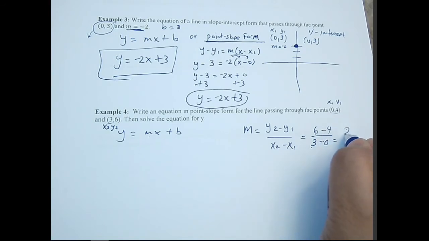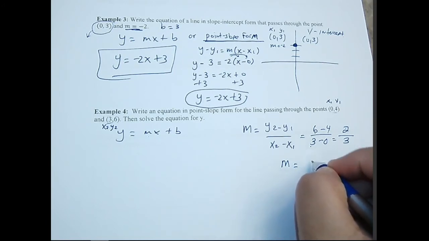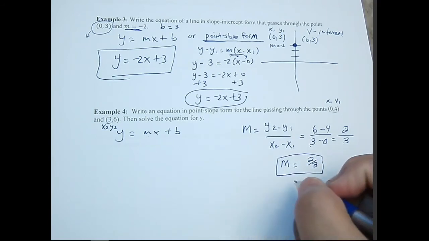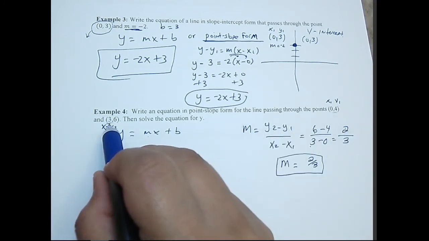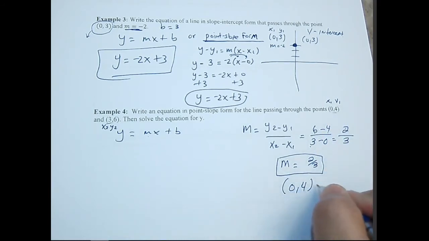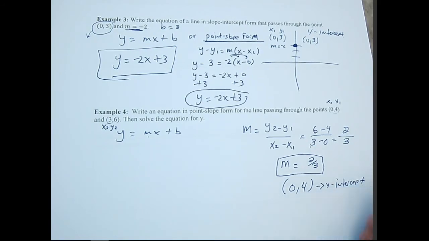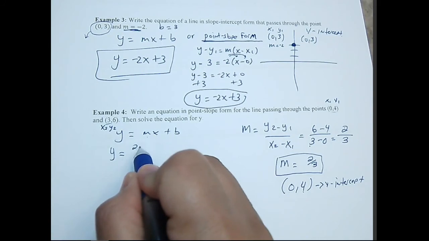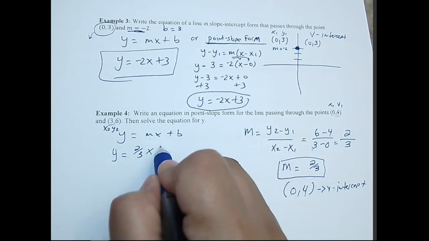6 minus 4 is 2. 3 minus 0 is 3. So that means that my slope is going to be 2/3. And then we need 1 point, so we can use the (3, 6), or we can use the (0, 4). I'm going to use the (0, 4) because this is a special point. This is your y-intercept. And how do we know that? I can either graph it, or anytime x is 0, that makes this number your y-intercept. So now I can substitute it in here. y is equal to my slope, 2/3 x, plus my y-intercept, which is 4.